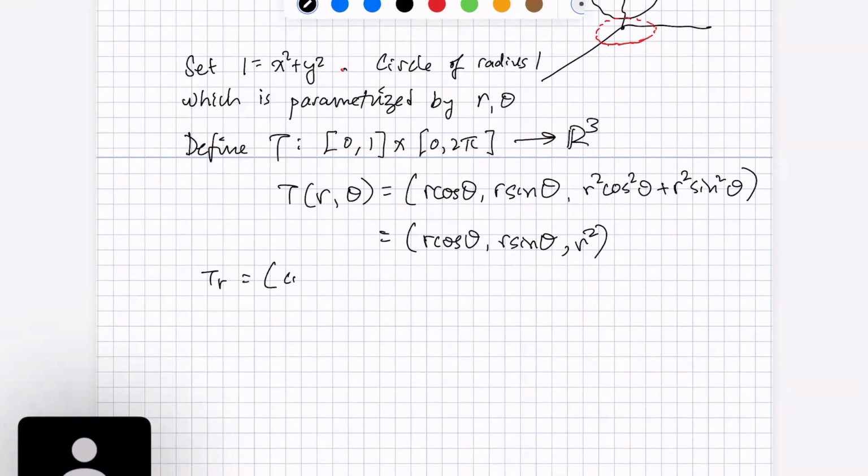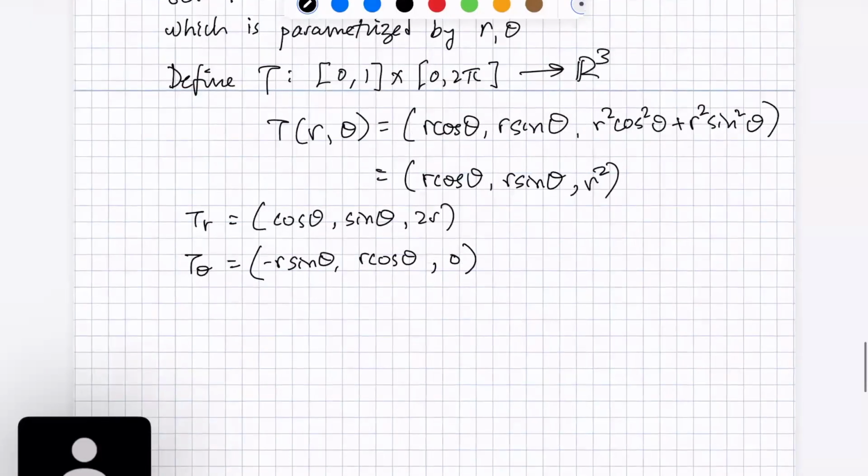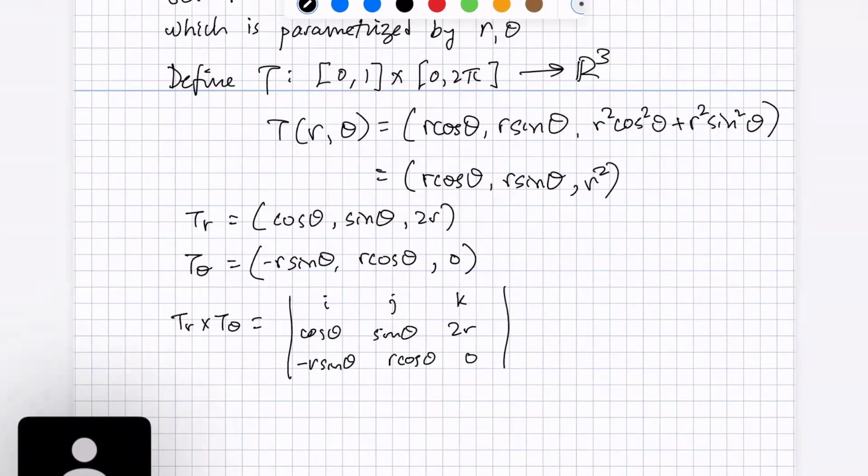T_r is equal to cosine theta, sine theta, 2r, and T_theta is equal to negative r sine theta, r cosine theta, 0. And then T_r cross T_theta is equal to the determinant with i, j, k, cosine theta, sine theta, 2r, negative r sine theta, r cosine theta, 0.